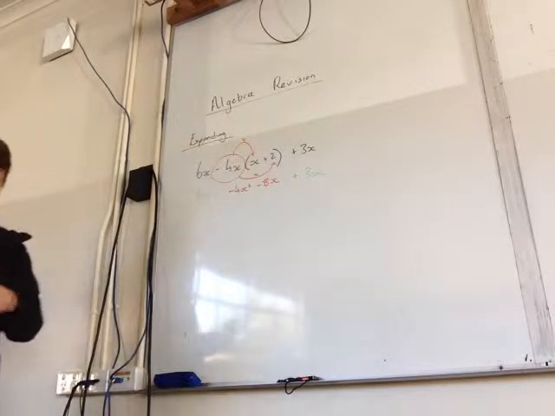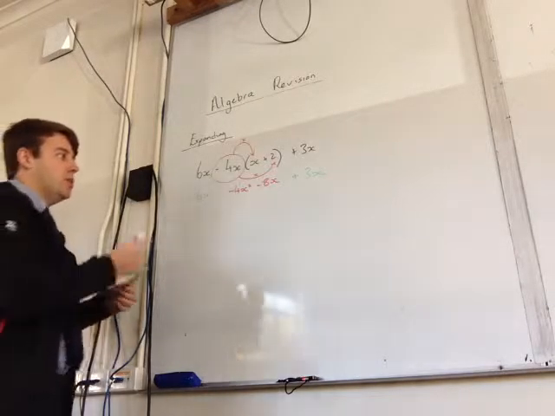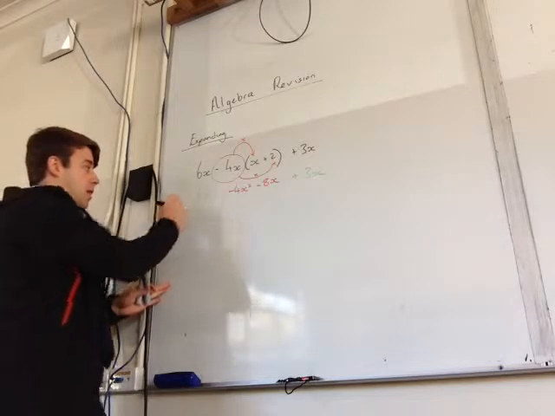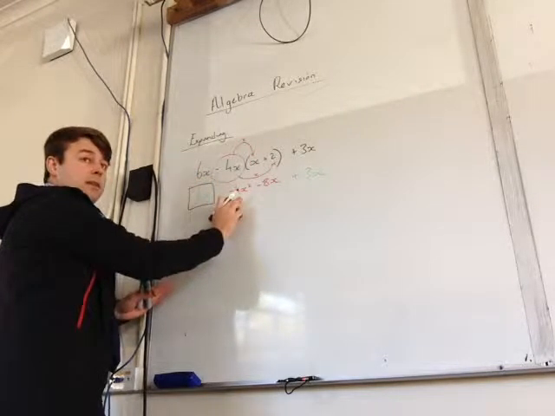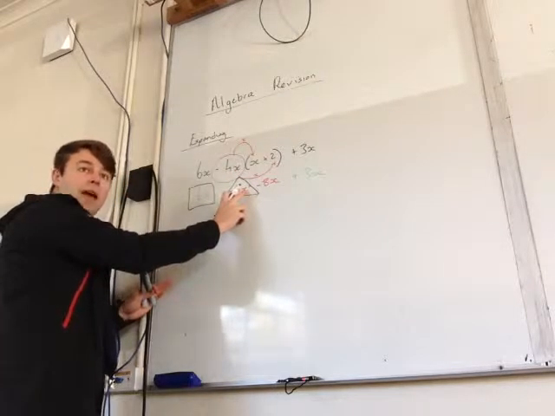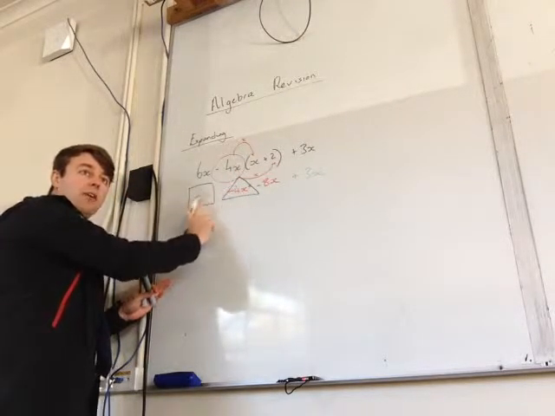I'm going to gather. Excellent, David. Gather like terms. So, let's do it. Let's pick a shape for the x. What shape should we go for? Square. Yeah, that's good. Okay. Triangle. Right, it's got to be a different shape. Good. Because it's x squared, which is different to x, I cannot collect them together.